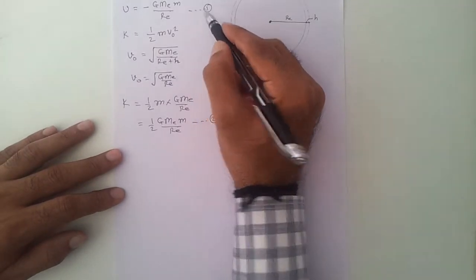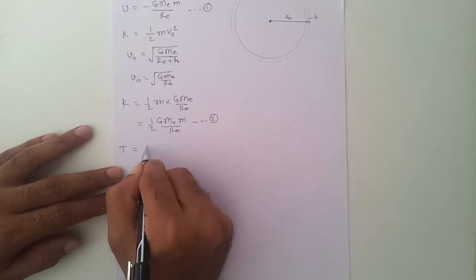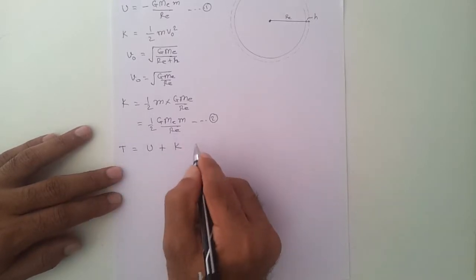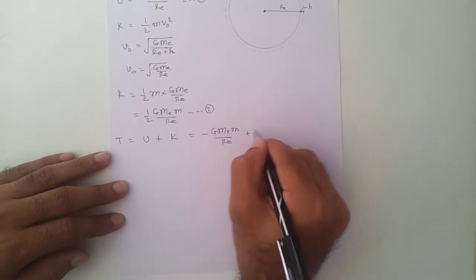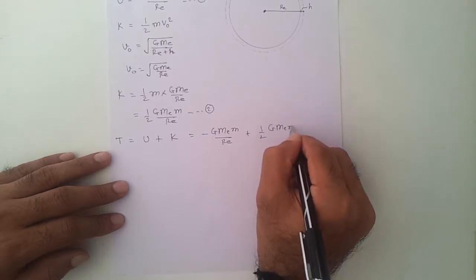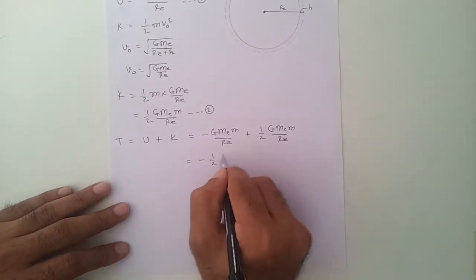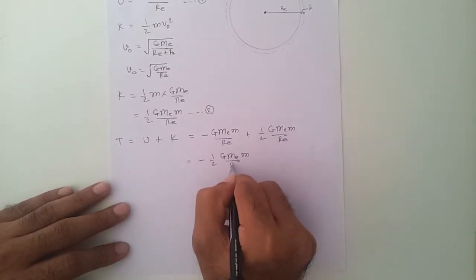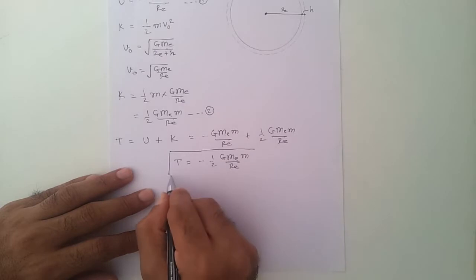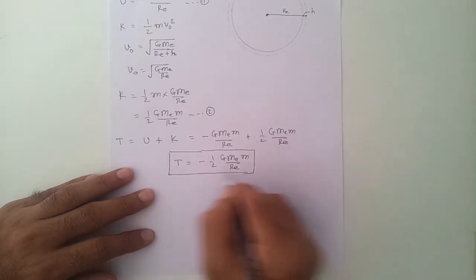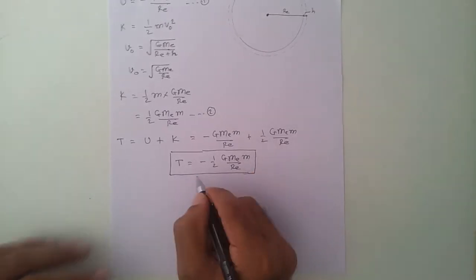So I have the equation for potential energy, I have the equation for kinetic energy, and therefore the total energy will be the summation of potential energy and kinetic energy, which will give me minus G Me m upon RE plus half G Me m upon RE. And if I solve this, I'll get minus half G Me m upon RE. So I have an equation for the total energy of a satellite revolving very close to the surface of the Earth. Total energy is given by minus half G Me m upon RE. What does this minus sign indicate?